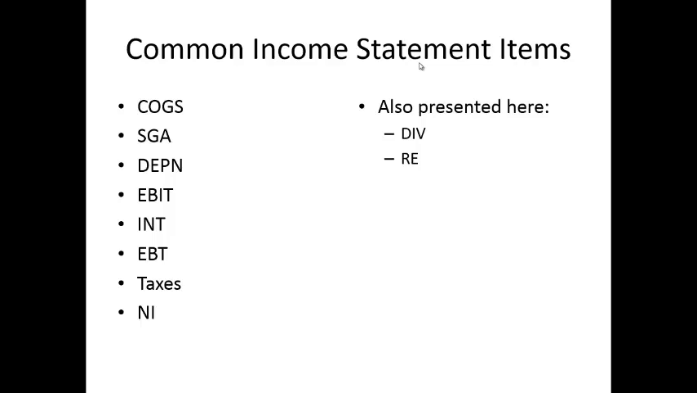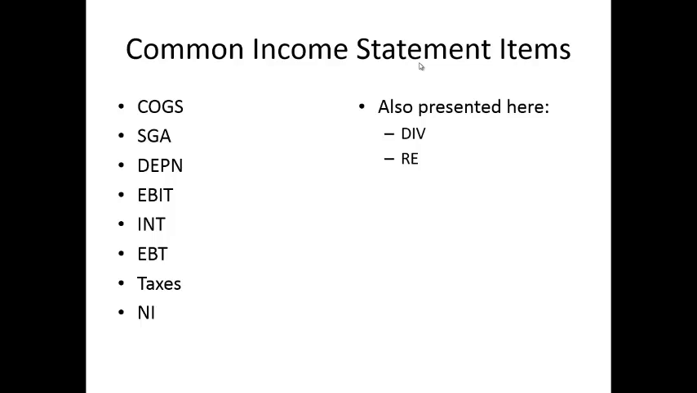Then we have EBT, earnings before taxes, also called taxable income. And then we compute our corporate taxes. Once we subtract corporate taxes from taxable income, we get our net income or our net profit. And again, that's where a traditional income statement would stop.